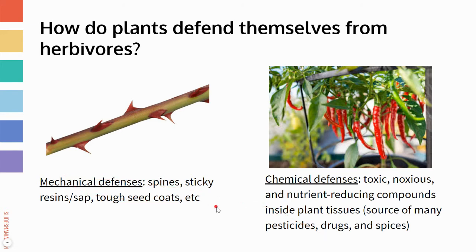So these are things that are harder to see, but if a plant makes a toxic or noxious compound, then some predators, herbivores, will be less likely to eat them. So an example is capsaicin in a pepper plant. If a predator is unable to deal with that chemical, then they'll not eat the pepper. So this is actually where a lot of our drugs and spices and pesticides come from, because these plants are making chemicals that are meant to be interacting with other living organisms.